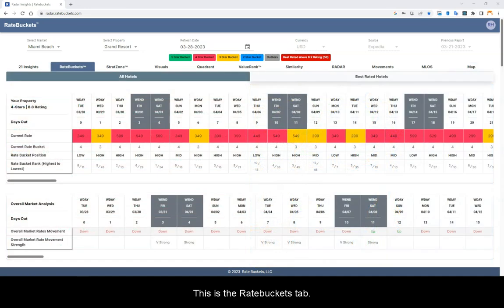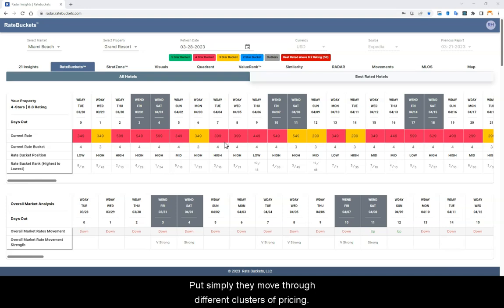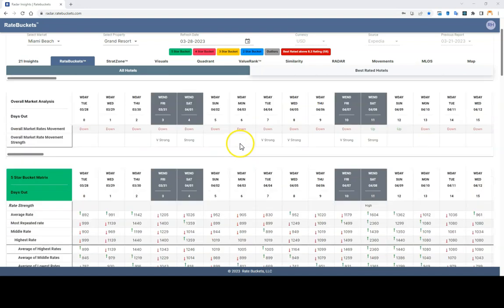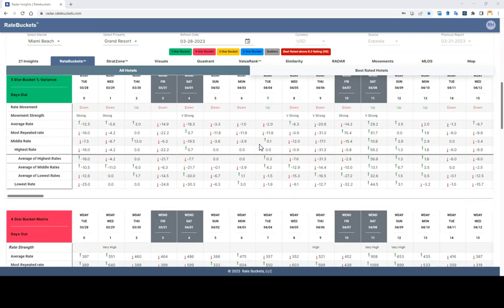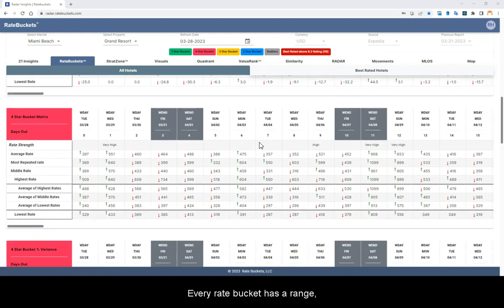This is the Ratebuckets tab. As hotels modify their pricing strategies, they transition across various rate buckets, or categories of pricing. Put simply, they move through different clusters of pricing. Accordingly, we have assigned labels to these rate clusters, specifically, Bucket 2, 3, 4, and Bucket 5. Each hotel's daily rate is placed in one of these buckets. Every rate bucket has a range, consisting of a minimum and maximum rate.